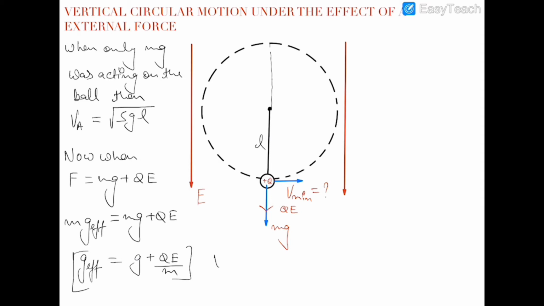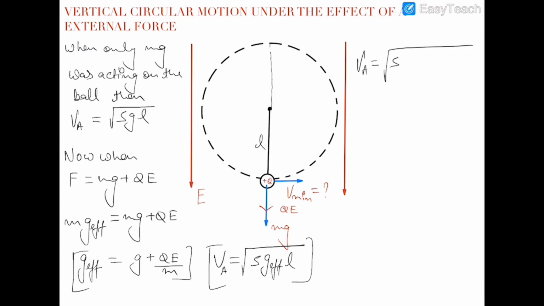And you can directly write down the minimum velocity required at position A as under root 5 g effective into L. So VA will be equal to under root of 5, g effective, which is g plus QE upon m, into L.